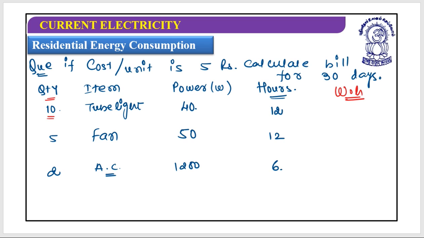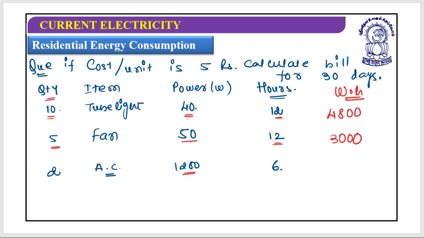That 10 tube lights are there. Each would be consuming a power of 40 watt, and they are going to be used for 12 hours. So this is 10 into 40, which is 400. 400 into 12, it's 4800 watt into hour. Next, 5 fans are there, used for 12 hours. So this is 50 into 12, it's 600 into 5. This is 3000 watt into hour.